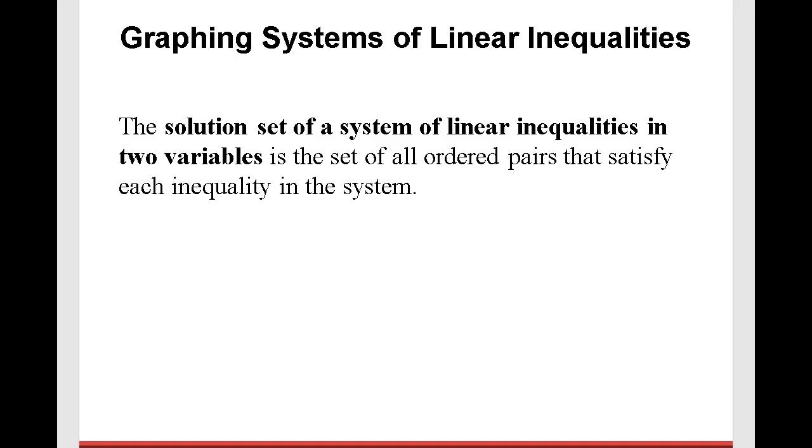A system of linear inequalities is just a set of two or more inequalities. Again, we're only using two variables. Now, the solution set of a system of linear inequalities in two variables is the set of all ordered pairs that satisfy each inequality in the system. If one inequality is not satisfied, then the ordered pair is not part of the solution.